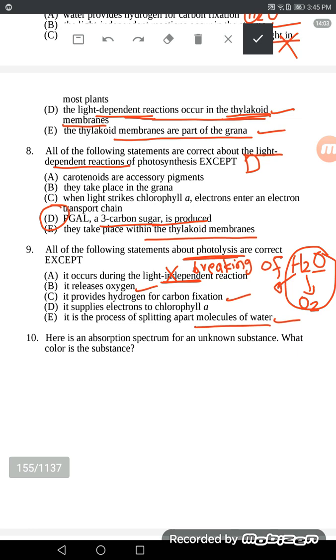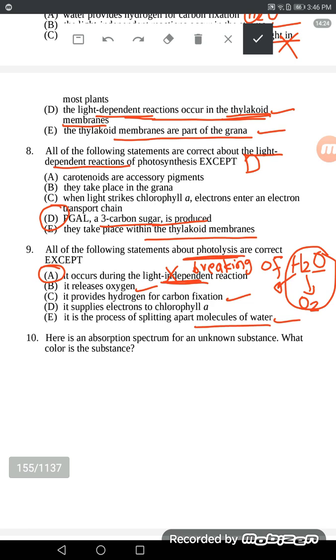So all of these are happening during the light-dependent reaction of the photosynthesis process. We call it photolysis. It's not light-independent. So the answer for the question is A. Let us move to the 10th question.